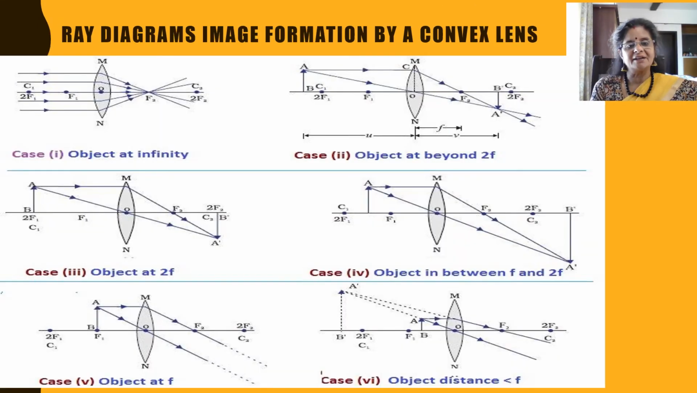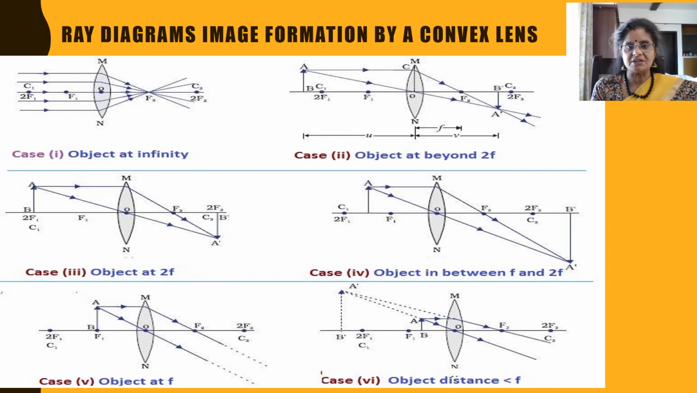Let's now understand the ray diagrams for the image formation by a convex lens or converging lens for various positions of the object. Before going into detail, we all know that for a convex lens, there are two optical centers, C1 and C2 on either side, and also two focal points, F1 and F2 on either side of the lens.